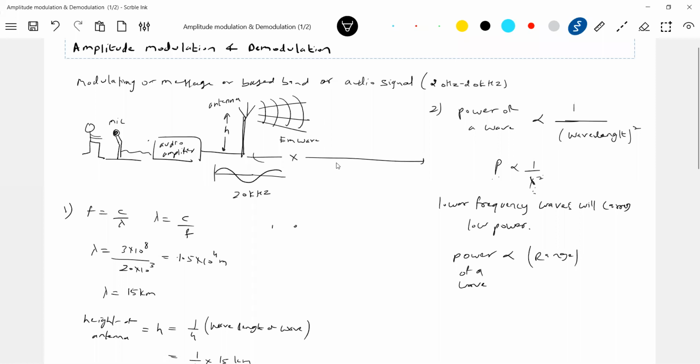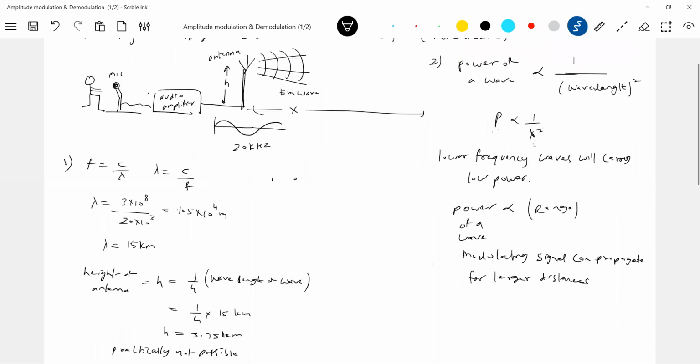Therefore, if you directly transmit the audio signal or modulating signal, first, the length of the antenna is a problem, practically not possible to construct. Next, the range or the propagation distance will be very low. This is the second problem we have encountered. Third one, power is directly proportional to range. So therefore, we can say that the modulating signal cannot propagate for larger distances.